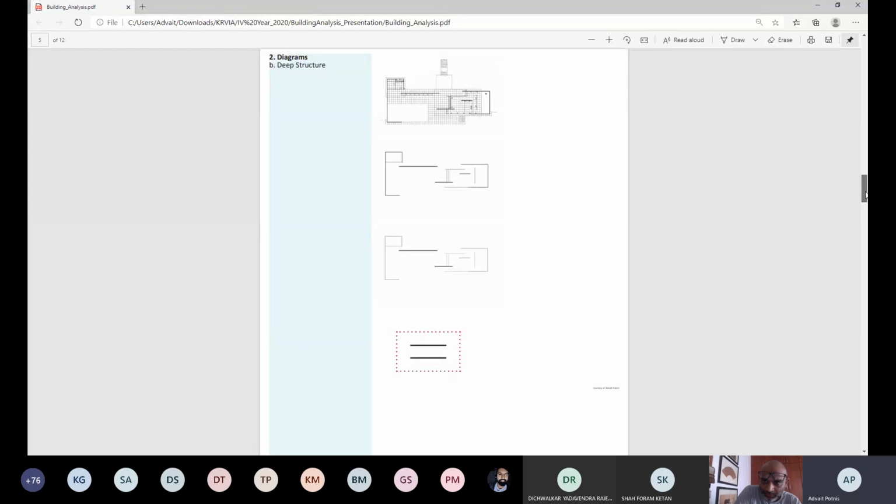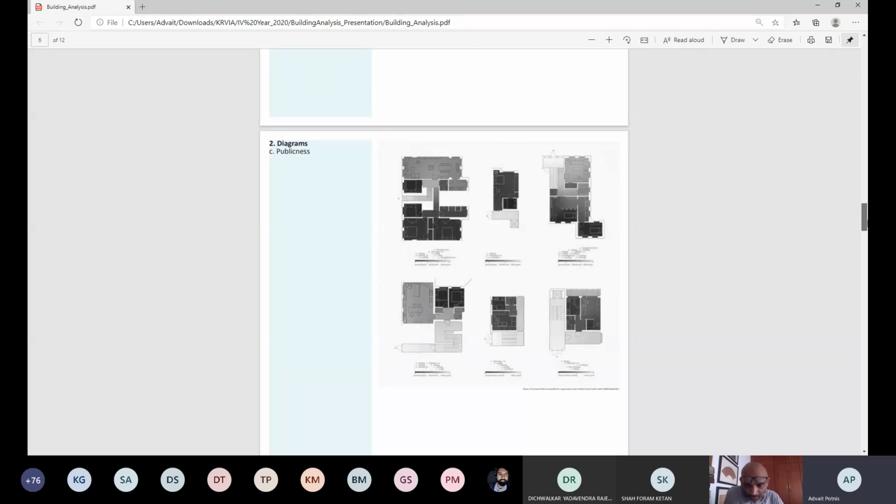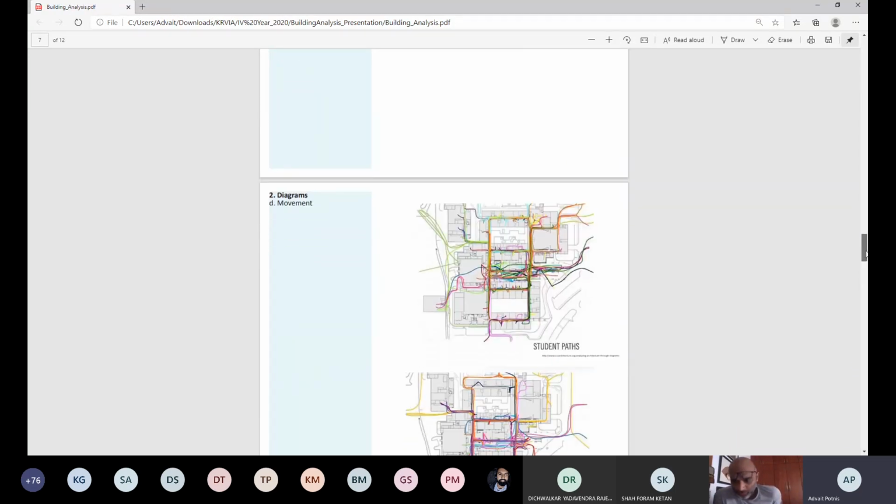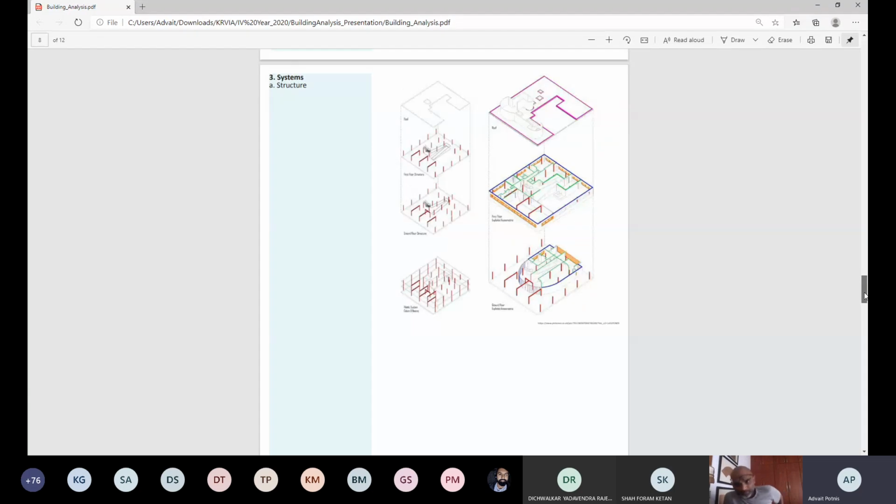Okay, so what I was saying is that you have an option of deep structure or then replace it with something else, like Nimish had mentioned, which is relevant to the project. After that, again, there is a publicness. So the rest of the things remain the same. Okay, movement, structure, which is part of the system.